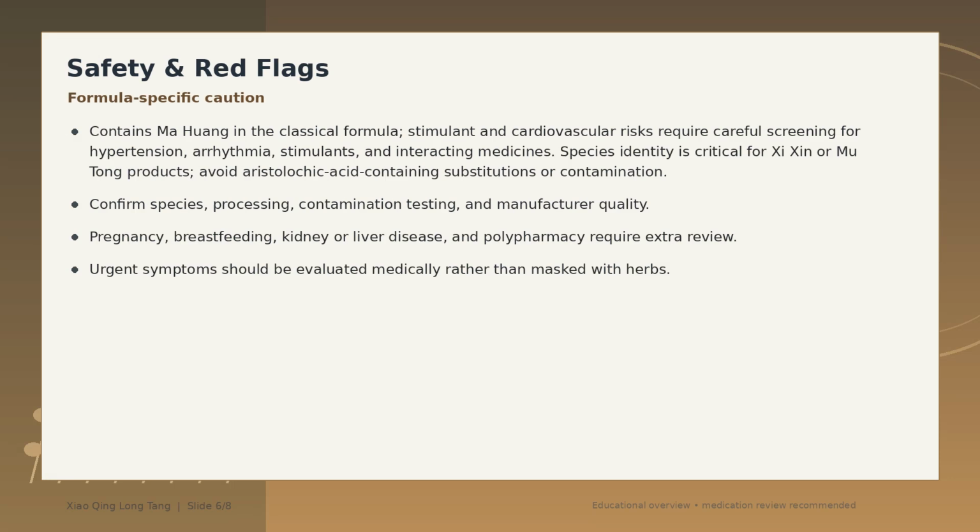Safety summary. The classical formula contains ma huang. Stimulant and cardiovascular risks require careful screening for hypertension, arrhythmia, stimulants, and interacting medicines. Species identity is critical for Xi Xin or Mu Tong products. Avoid aristolochic acid containing substitutions or contamination. Also verify species identity, processing method, contamination testing, and manufacturer quality.